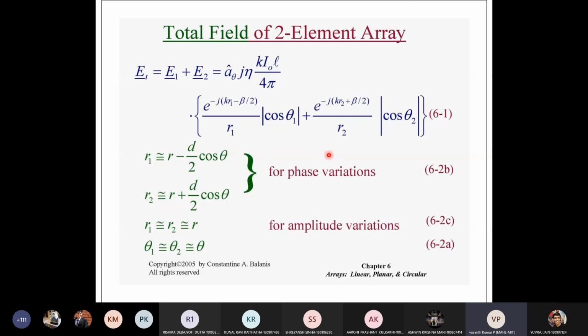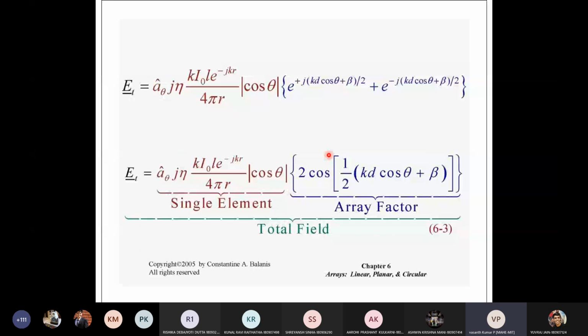Okay. So E total is the vector addition of the two electric fields. It is like this, with cos theta. You can see it has two parts: one is the element factor, and one is the array factor. The array factor is due to the array. Now what is the element factor? It is because of the pattern of a single element.